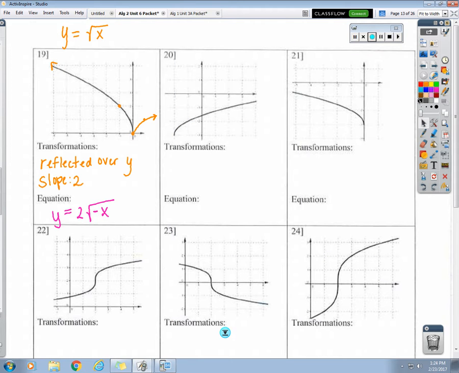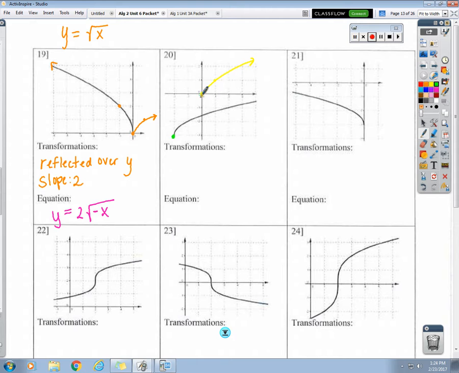Number 20. Keep in mind, anytime you're trying to figure out the transformations, to know how it's been transformed, you have to know what the parent function looks like. The parent function starts at 0, 0, and then to get to its first point, you go up 1 over 1, and it always goes to the right. That's what the parent function of a square root looks like. So how is this one different? I don't see a reflection. Isn't it still starting and going to the right, right and up? So there's been no reflection. It's still going right and up, just like it normally would.